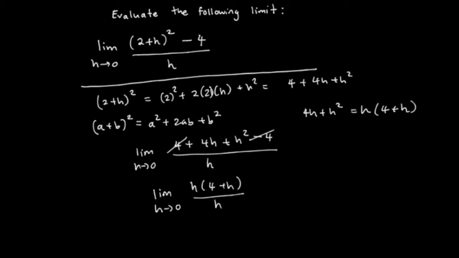Okay, and you can notice here that now the h's can cancel out, which gets rid of our problem of an h being on the denominator, and now you can actually allow h to approach 0. Okay, so when h approaches 0, then we get 4 plus 0, and then we get 4. So excuse me, the limit will be equal to 4.